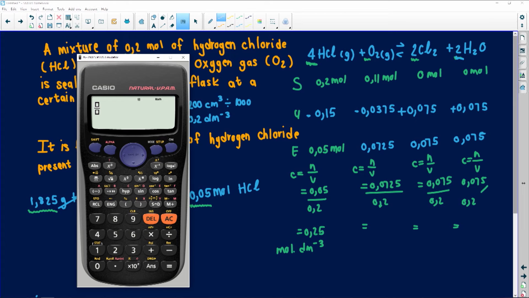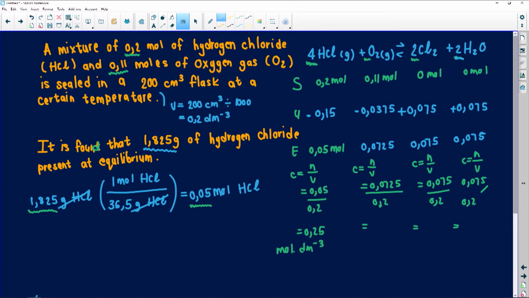Let's start again. I've got 0.0725 divided by 0.2. I get a very long number. Remember, you can round it off now or only at the end. I actually prefer rounding it off at the end. It becomes more accurate. So I get 0.3625 if I caught it correctly. And that is mole per cubic decimeter.